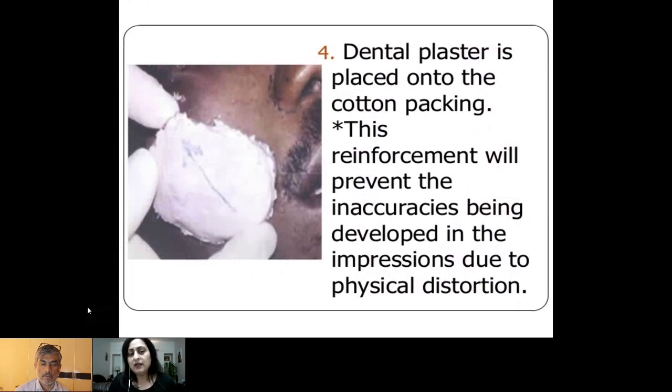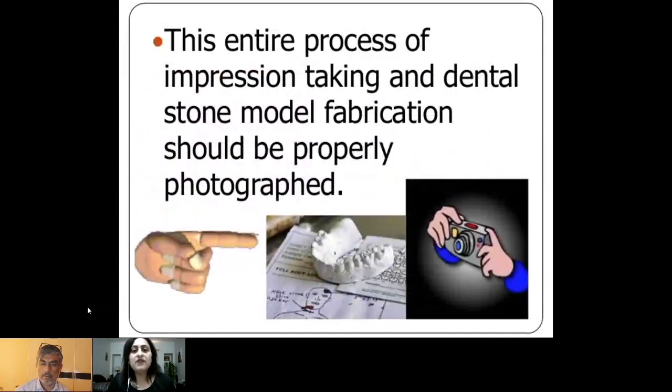When you take out the impression, you get the negative replica of the thing you want to replicate. After that, you pour the cast and then you get a positive replica. This entire process of impression taking and dental stone model fabrication should be properly photographed, and the ABFO number 2 scale is always used for reference.